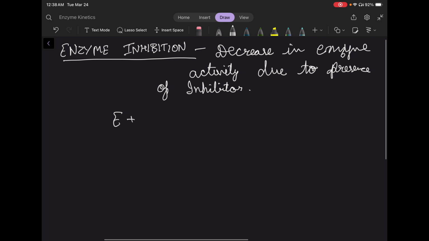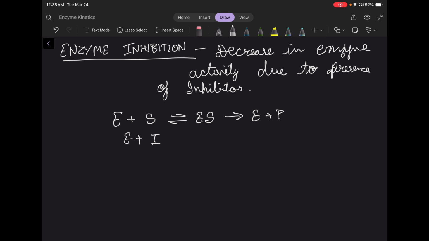Enzyme plus substrate make an enzyme-substrate complex, and then enzyme plus product. If the enzyme binds with an inhibitor, then it is inactive. That is the whole fundamental idea.